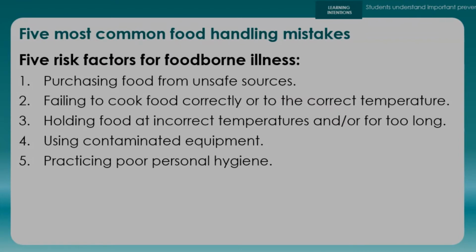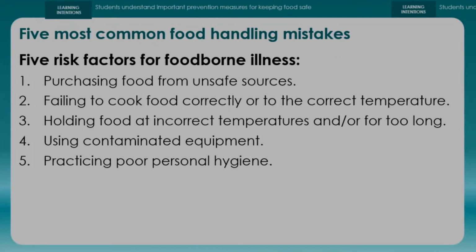So there's 5 common food handling mistakes, and this is needed for one of your activities later on. 5 risk factors for foodborne illness are purchasing food from unsafe sources. So say you purchased eggs from the local farmer and you did not know if those chickens were inoculated against salmonella, or they didn't have a British Lion Standard stamp on them.